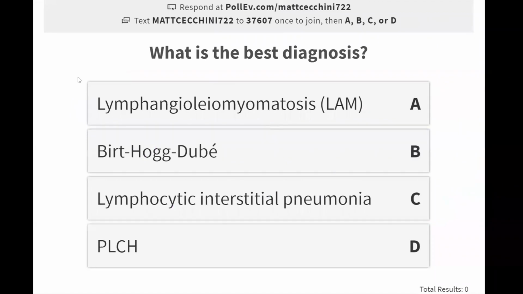So what do you think the best diagnosis for this case is? Is it A, LAM, or lymphangioleiomyomatosis? Is it B, Birt-Hogg-Dubé? Is it C, lymphocytic interstitial pneumonia? Or is it D, pulmonary Langerhans cell histiocytosis, or PLCH?